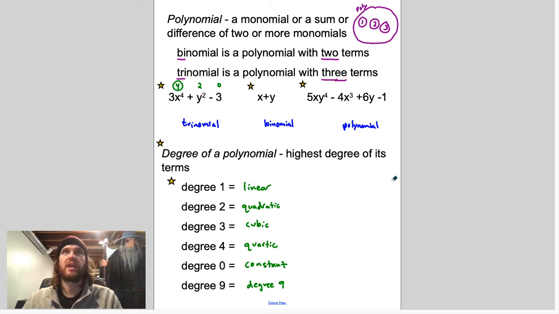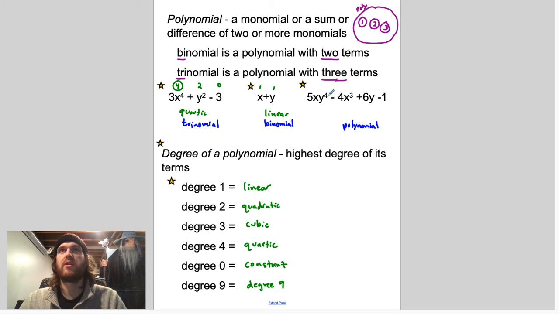Okay, so let's go through and name each of these polynomials by their degree. The highest degree is degree 4, degree 2, degree 0. The highest degree is 4, so this is a quartic trinomial. Here, this one is degree 1 and degree 1. The highest number is 1, so this is a linear binomial.